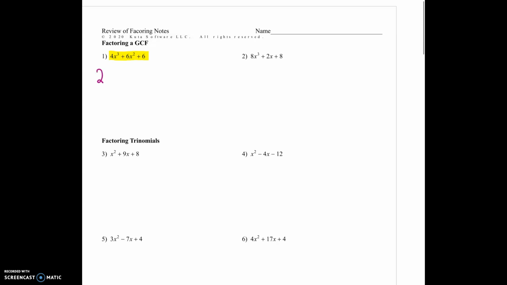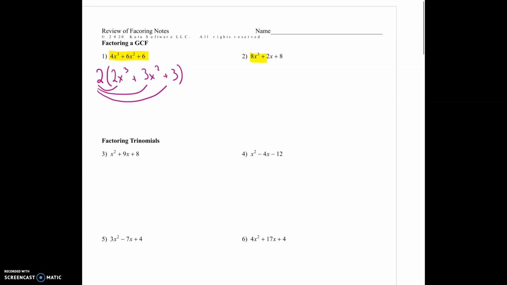So when I factor 2 out, I'm just dividing each of these terms by 2. And so what I want to ask myself, another way is 2 times what would get me to 4x cubed, and that's 2x cubed. 2 times what would give me that 6x squared, and that's 3x squared. And 2 times what would give me that 6, and that's a 3. So again, I'm just focusing on the GCF.